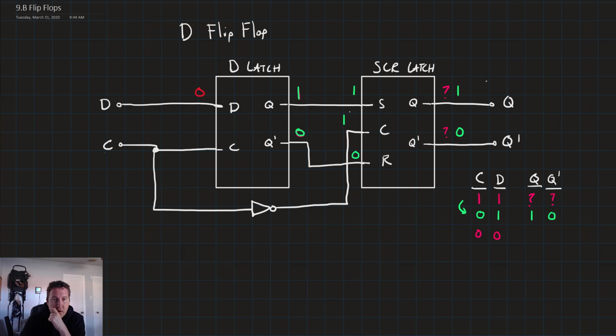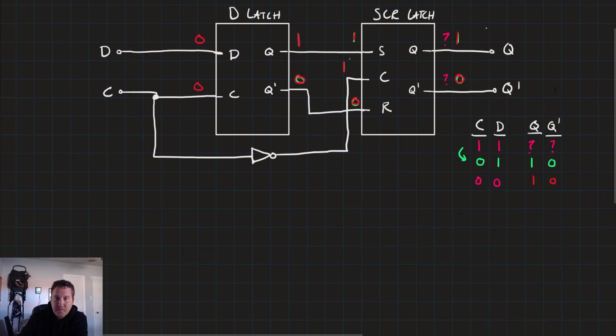So if we have 0, 0, that means that the D latch is still in its no change condition, which means that the outputs are still 1 and 0. Because C is 0, that means the inverted input to the SR latch is still 1, which means that nothing changes, and the output remains at 1 and 0. There was no change.